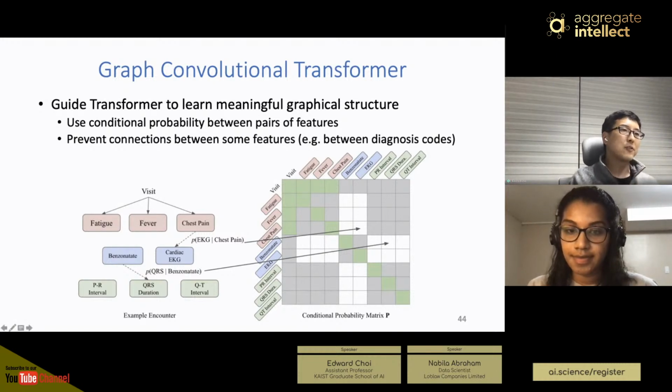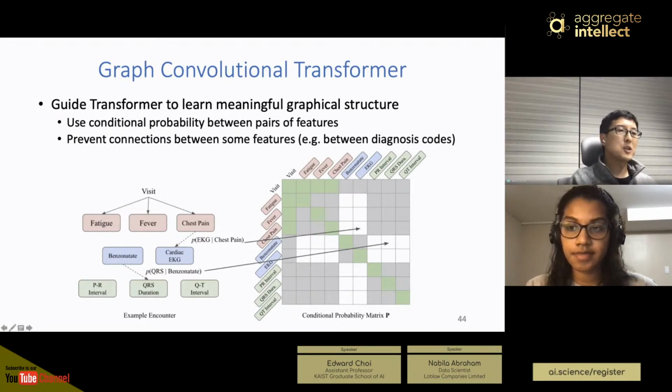When I say prior knowledge, I'm basing it on the conditional probabilities of a pair of codes. Going through all the training set, you can calculate, for example, P of EKG given chest pain: given chest pain, what is the probability of seeing EKG in your data set and in your visit? And given benzonatate, what is the probability of seeing QRS, which is a lab measure, in your visit data? You can calculate this by going through all the training set.